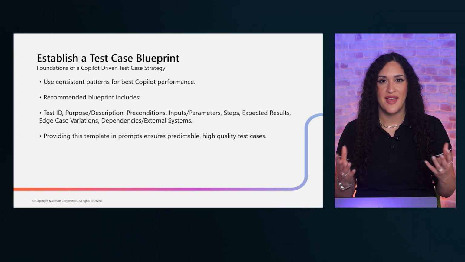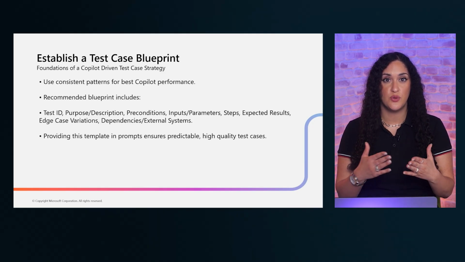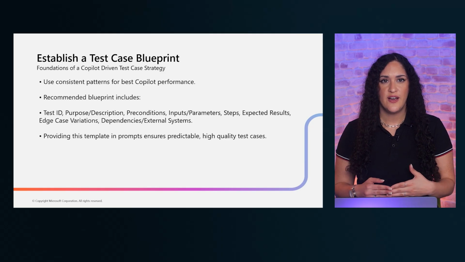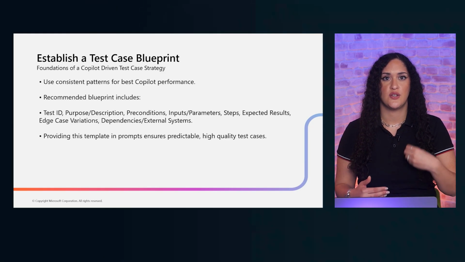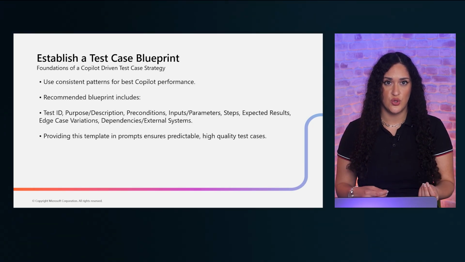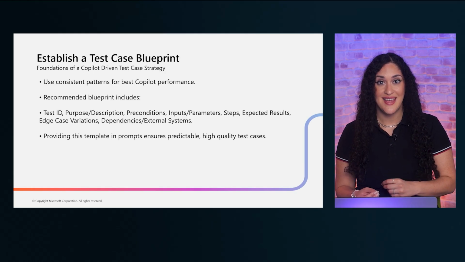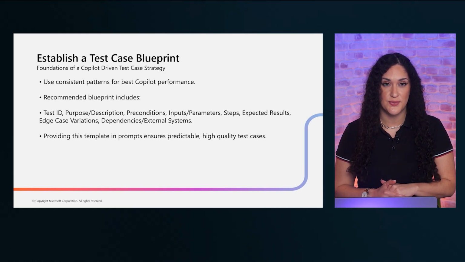Copilot performs best when it follows consistent patterns, and that's where your test case blueprint comes in. Define a standard template that includes a test ID, purpose and description, preconditions, inputs and parameters, execution steps, expected results, edge case variations, and dependencies on external systems.